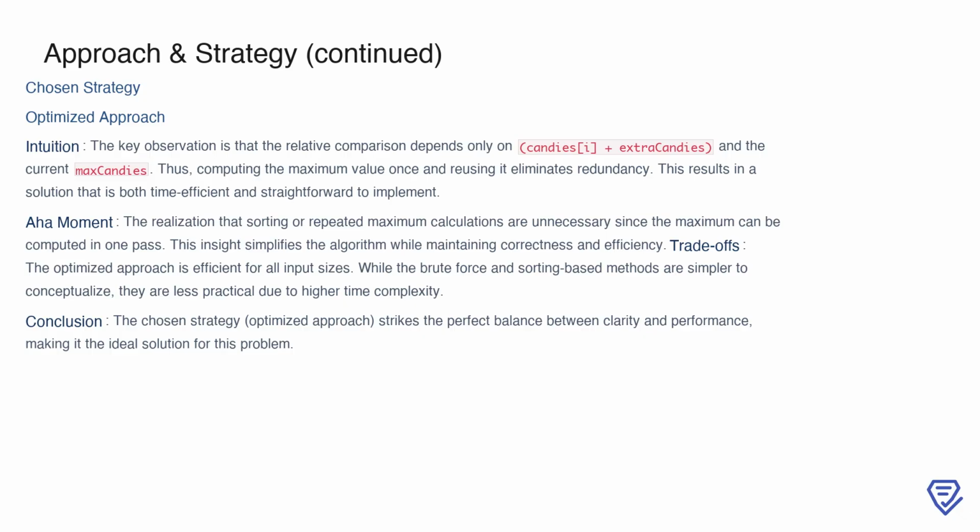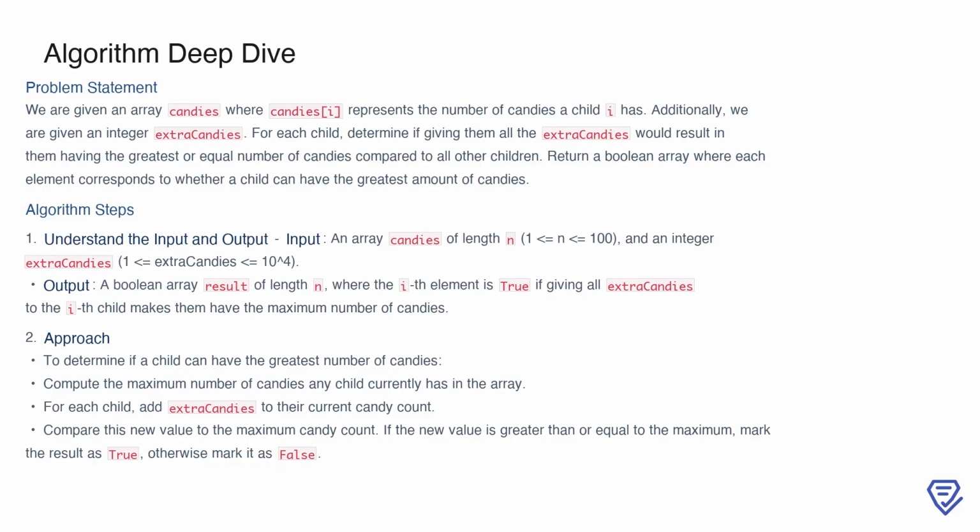In this problem, we have an array called candies, where each element represents how many candies a particular child has. We're also given an integer extra candies, which represents the additional candies we can give to any child. The goal is to determine, for each child, if giving them all the extra candies would result in them having the greatest or at least an equal number of candies compared to all other children. The result will be a Boolean array, where each entry is true or false depending on whether the child meets this condition.